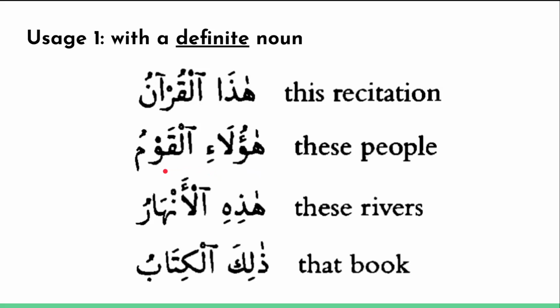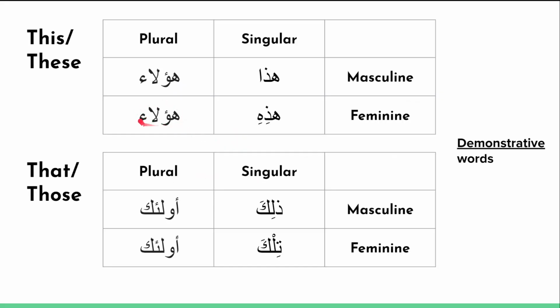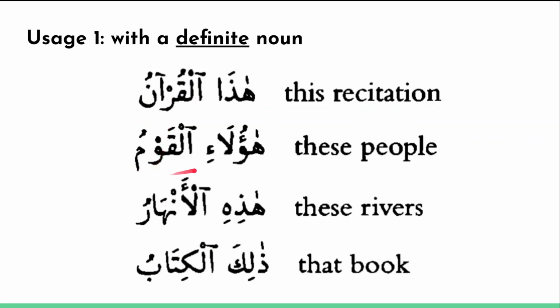Al-Qawm is people. And you'll remember from lesson 2, we said that Al-Qawm is one of those words that is plural, that follows grammatical rules of plurality. And that's why we use ha'ula'i in this table here, ha'ula'i, to refer to Al-Qawm. هذه الأنهار. These rivers. Okay, so this is an interesting example.